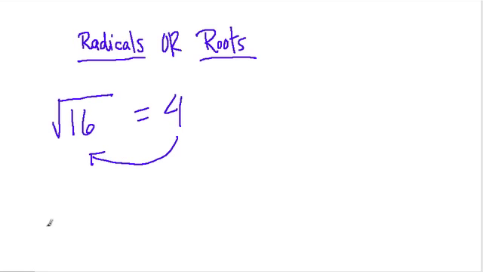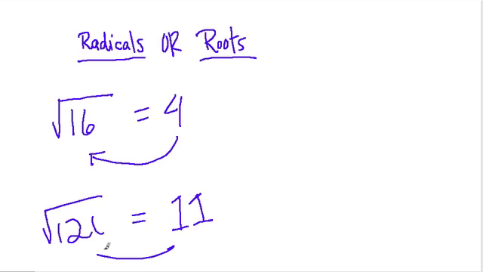We build on this idea and take the square root of 121. Again, this is another perfect square, 11, because 11 times 11 is 121. And then we could also say that each of these are equal to positive or negative 4, because negative 4 times negative 4 is also positive 16. And this could be written as positive or negative 11, because both positive or negative 11 times themselves gives you positive 121. Remember, a negative times a negative is a positive.